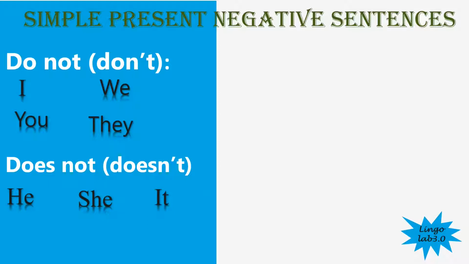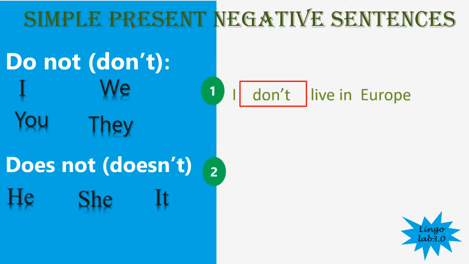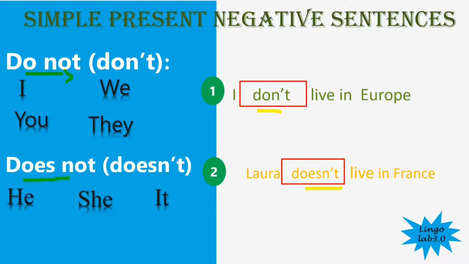Let's see a couple of examples. I don't live in Europe. Don't. Laura doesn't live in France. Doesn't. So in this case here, for don't, we can also have do not. And for doesn't, we can also have does not, which is actually the formal way.